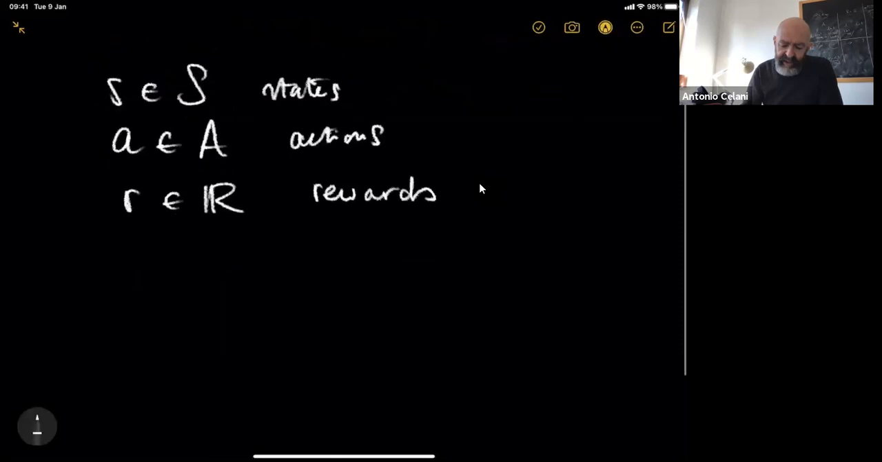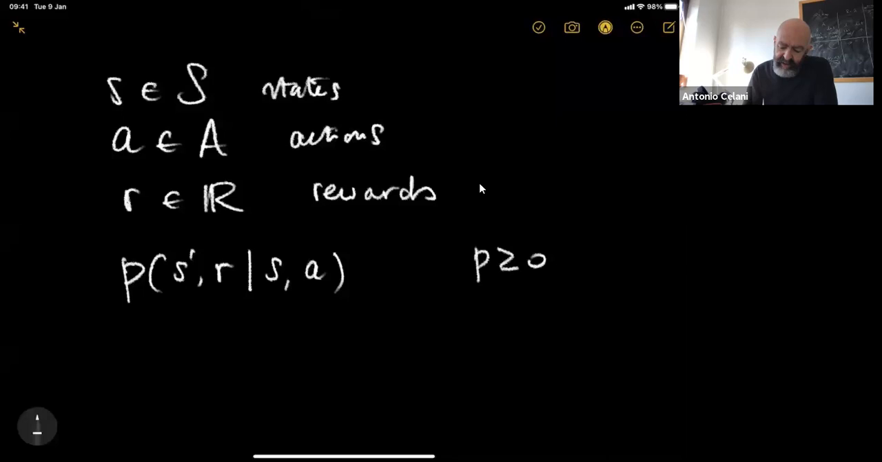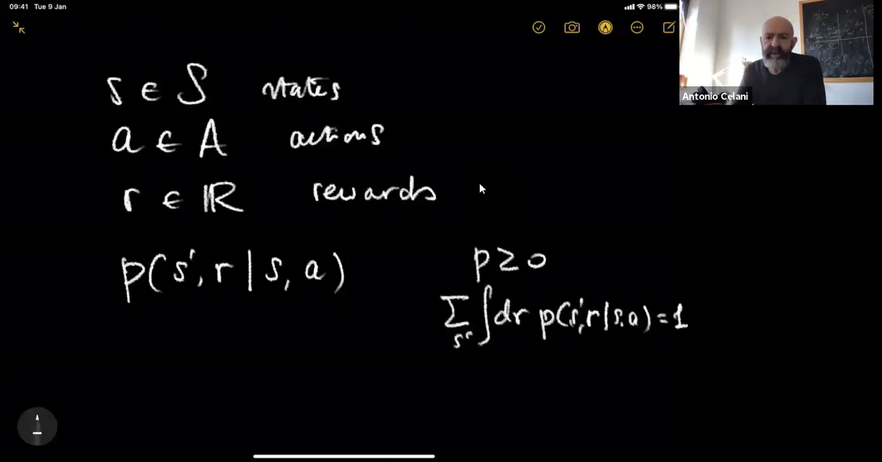And the structure is inherently Markovian in the sense that there exists a probability distribution for new states and observed rewards given the previous state and the previous action. So this is a transition probability. What does it mean that it is a transition probability? It means that all these p's are larger than zero, and if we sum over all s prime and integrate over all dr, our p of s prime, r given s, a is equal to one for every state action pair. So it's always properly normalized. And like I said, you can also make additional assumptions about how well it behaves. This is what is usually called the model of the environment.